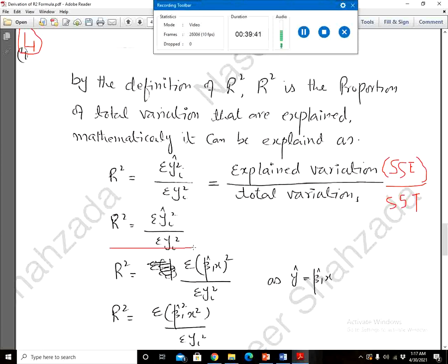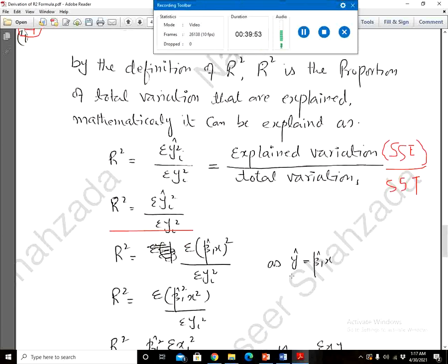So the formula is here, and now we can put the value of small yi cap in the model. We know that previously we have proved that y cap is equal to beta 1 cap x. Putting the value of this one instead of yi cap, it will become summation beta 1 cap x square divided by summation yi square.